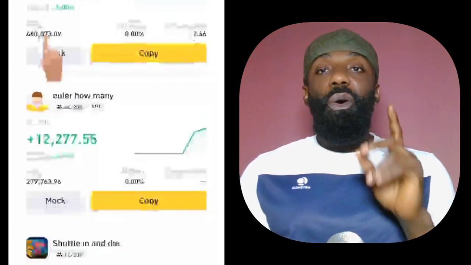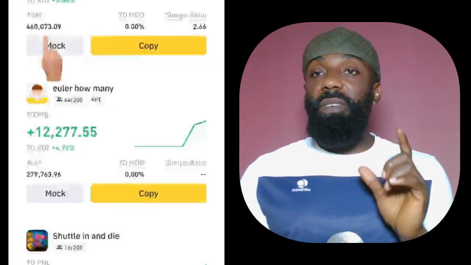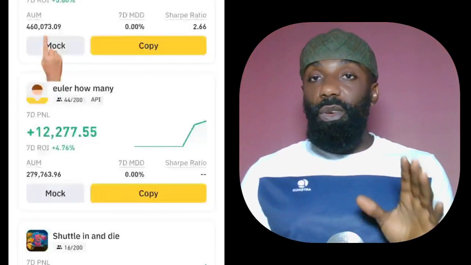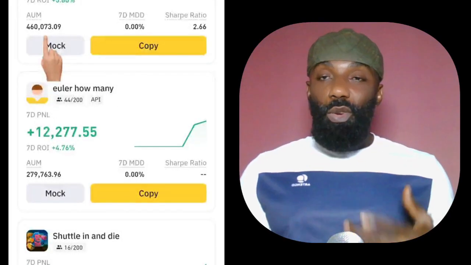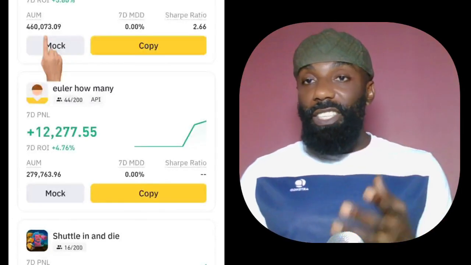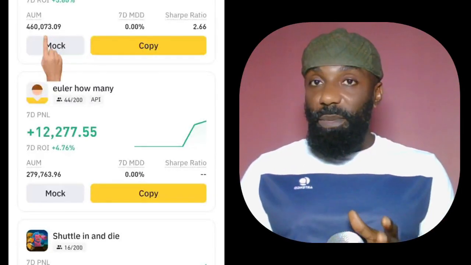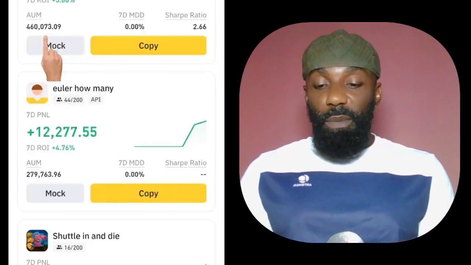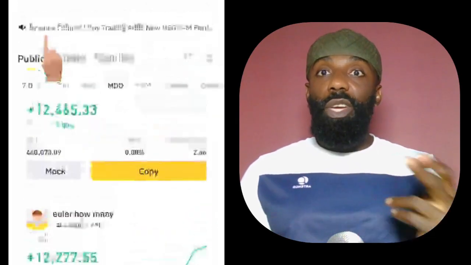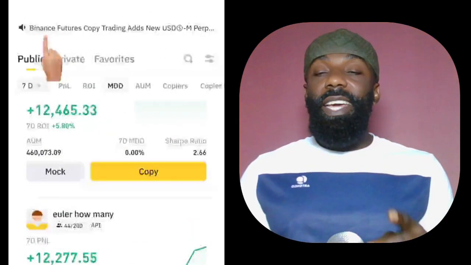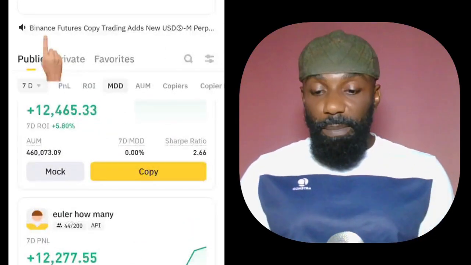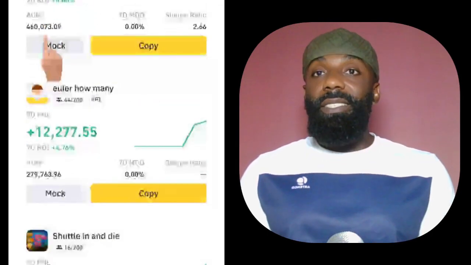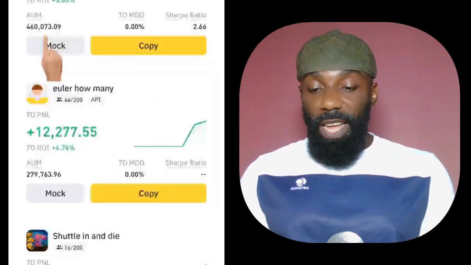But that is not enough. I also want you to check something which is very, very important. A whole lot of traders actually ignore this, but it's very, very important. You have to check how long this person has been on Binance Copy Trade. Because some of those guys just join today, the first day they trade, they make a whole lot of profit, and Binance will still rate them as good traders. Okay, so they're going to put them here.